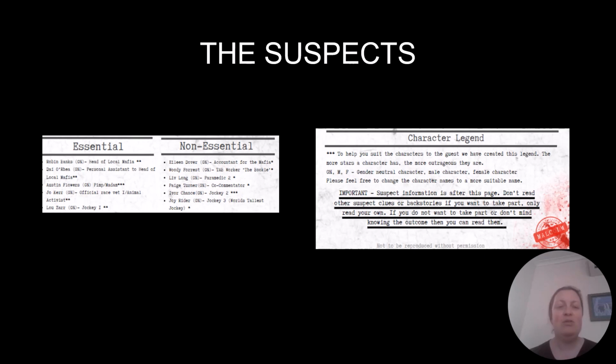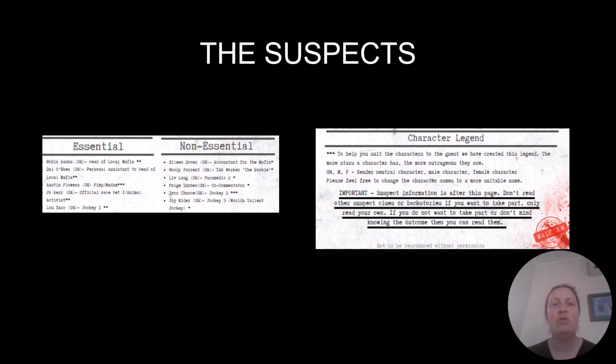So there's two lists. This little snapshot here is actually not the full list of the characters in this particular mystery, but it's just an example. So we have an essential list, and so what you need to do first is give all the essential characters to people and then move on to the non-essential.